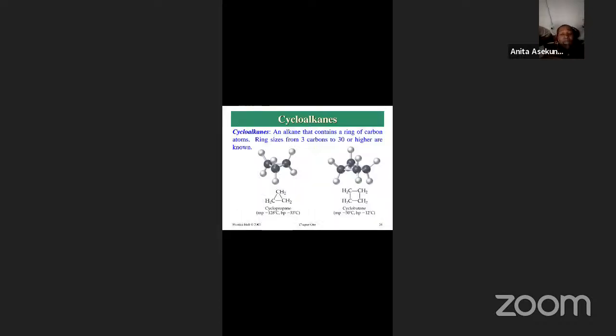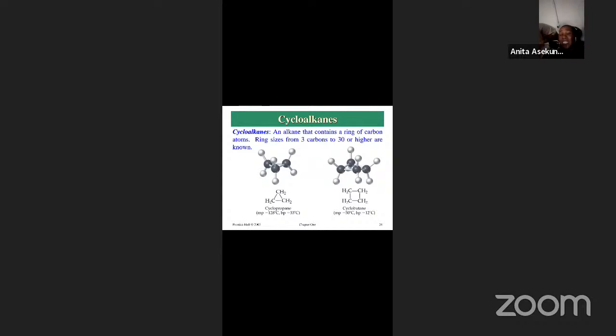Now, we also have cycloalkanes. Cycloalkanes are alkanes that are in ring form. Meaning that in a normal alkane, the terminal carbon will always have 3 hydrogens. But in a cycloalkane, all the carbons have 2 hydrogens because they are all in a ring. So alkanes that contain a ring of carbon atoms are called cycloalkanes. And the minimum that can form a ring is 3 carbons.